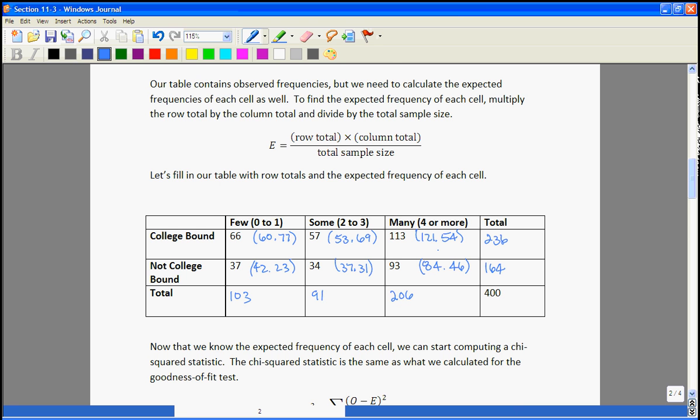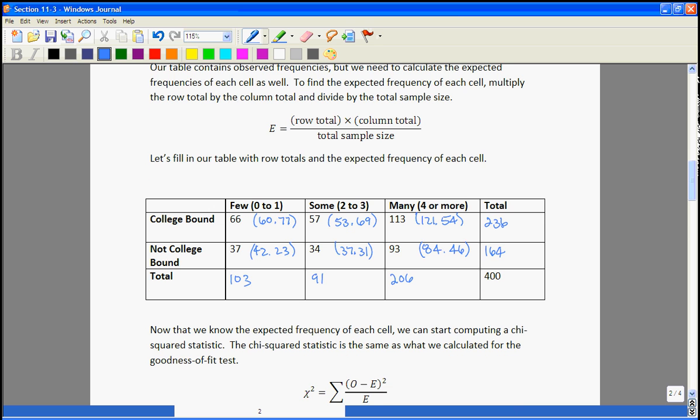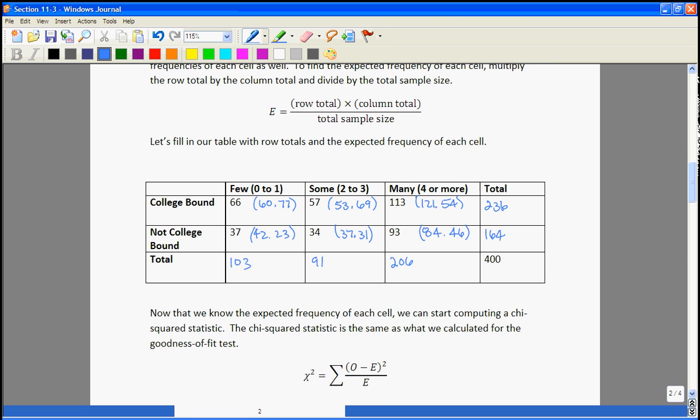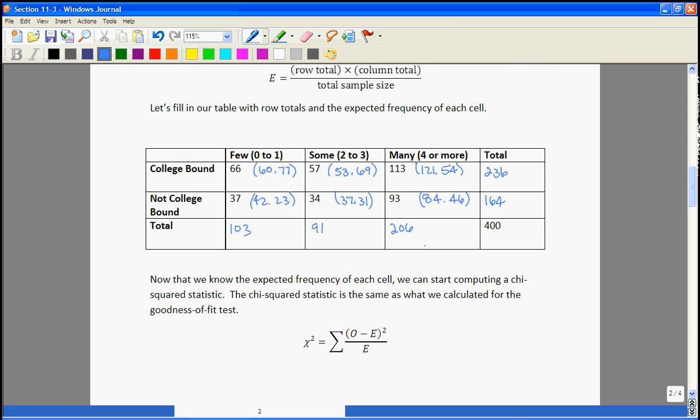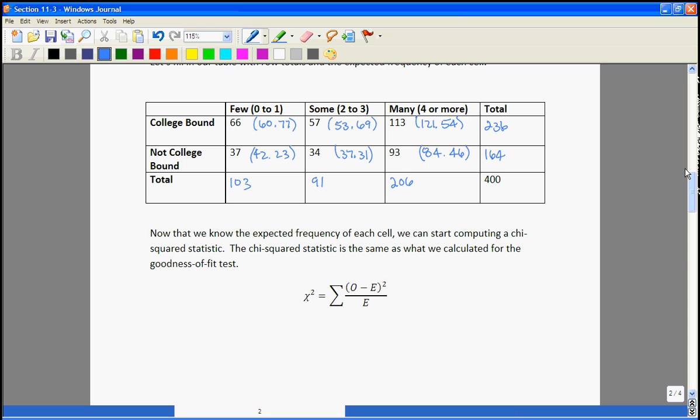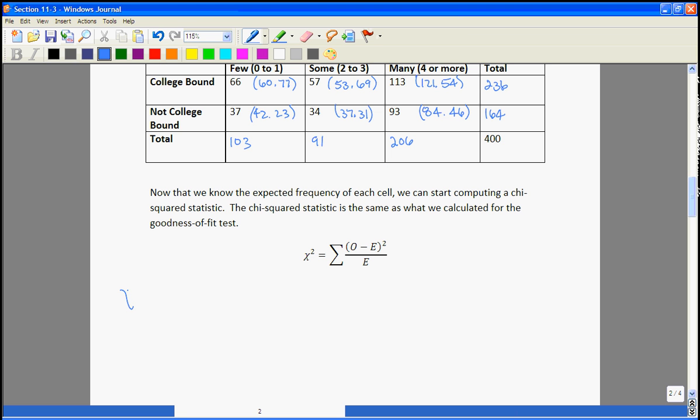Well, now that we have the expected frequency of each cell, we can start computing a chi-squared statistic. This is going to be exactly the same as what we did for goodness of fit. We're going to take each observed value, subtract off the expected value, square that, and divide by the expected. And again, I'm going to let my calculator help me do the calculations a little bit faster. If you haven't already, make sure you take a look at the video that shows some screenshots from the calculator of doing that.